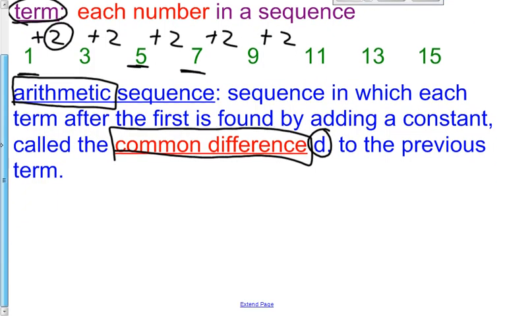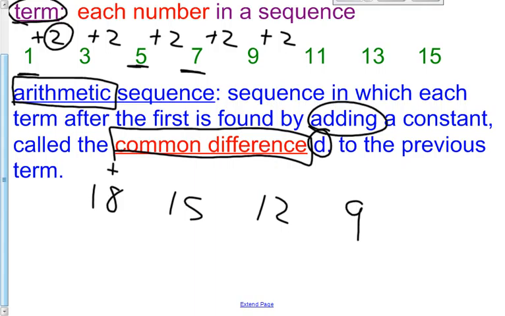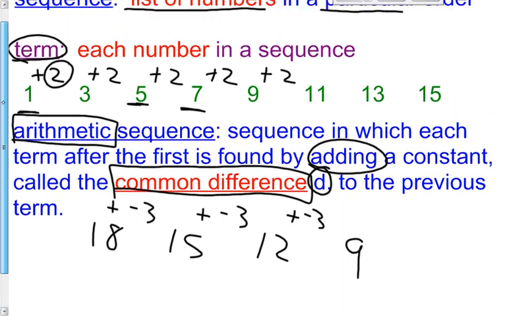Okay? Now I just want to touch on one thing with you. If I were to have like 18, 15, 12, 9, this is a sequence. What's that common difference? I don't want to hear you say, Mr. Berge, that common difference is subtracting 3. Okay? The reason why is because the common difference is always found by adding. So it's adding a negative 3. I know we're subtracting 3, but I want you to think about it as adding a negative 3. Because that's going to tell us that it is arithmetic when we add. So we're adding a negative 3. So that's why I want to touch on that using the common difference.